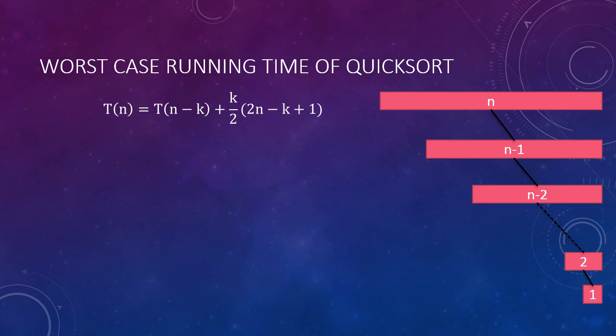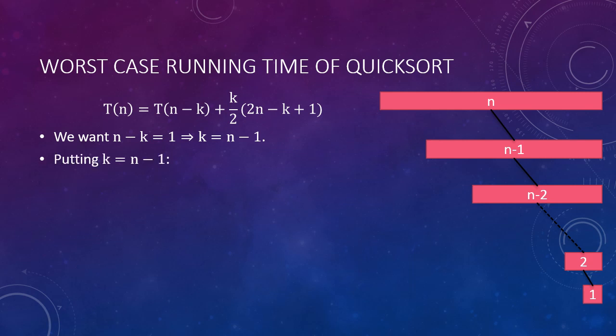Look at what we have with T. We have T(n minus k). I want to place 1 here so that I can apply the value of the base case. We want n minus k to be equal to 1, which means k is n minus 1.